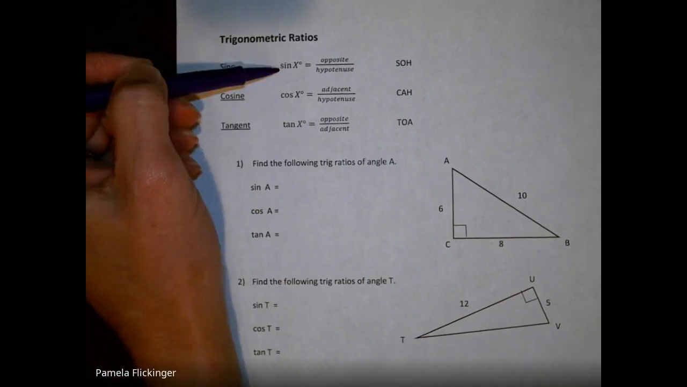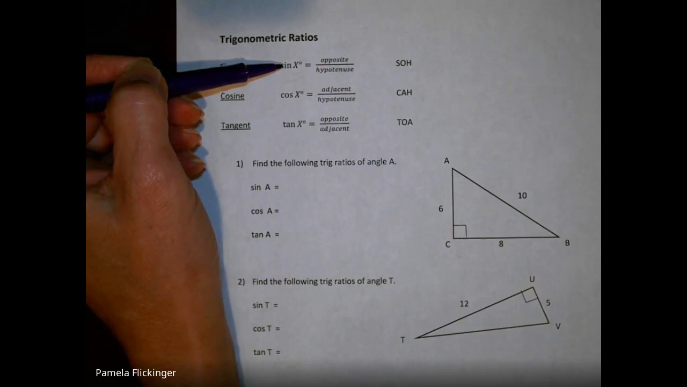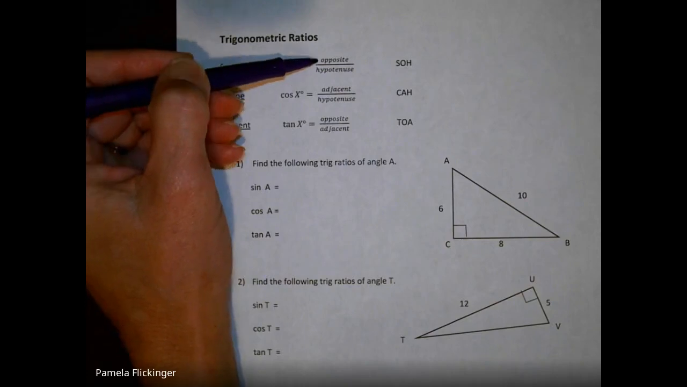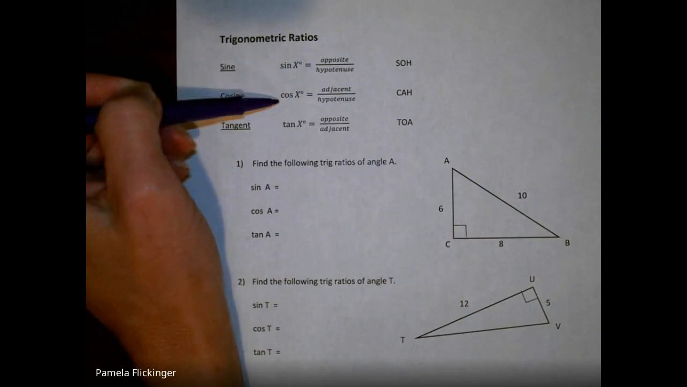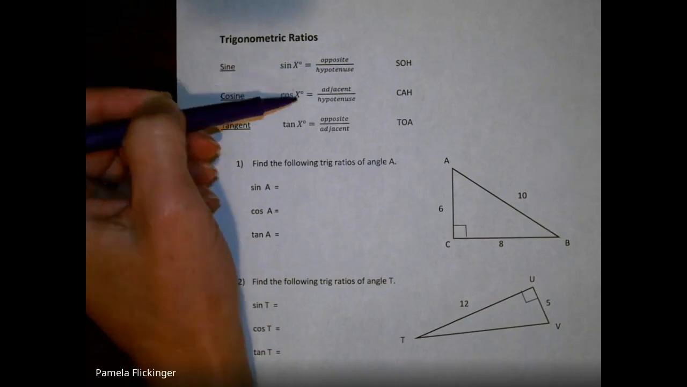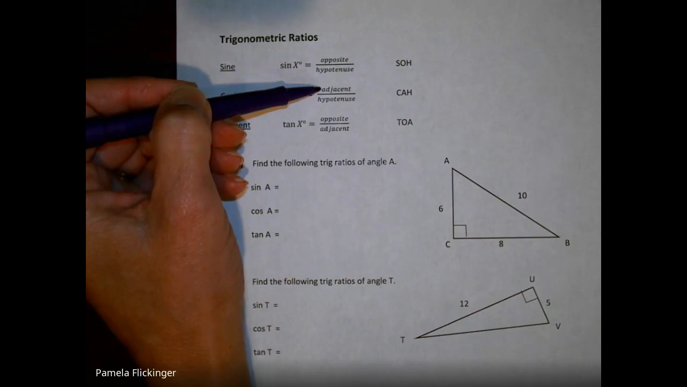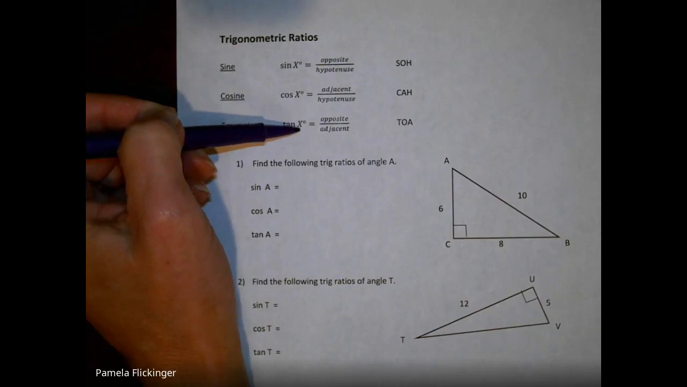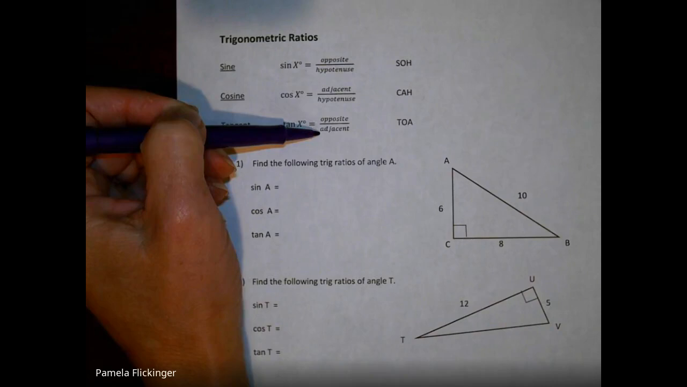Now, there's an equation that you're going to write when we're using the sine function, and it is the sine of some degree, and it always equals opposite over hypotenuse. The cosine of some degree will equal the adjacent side over the hypotenuse. And tangent of some degree will equal the opposite side over adjacent. Now, this will make more sense when we get to the examples.